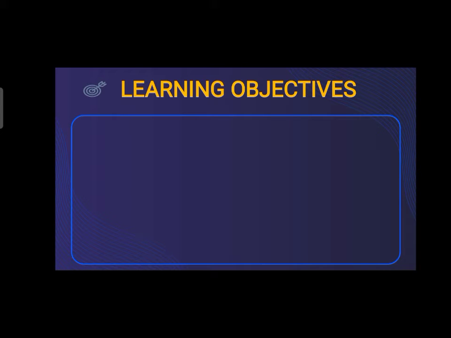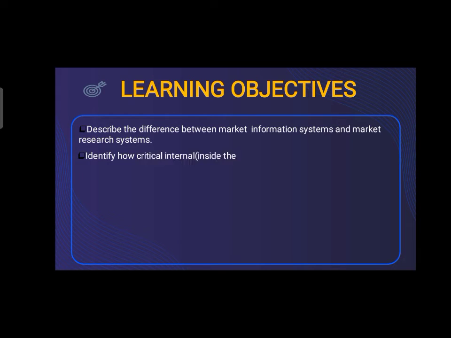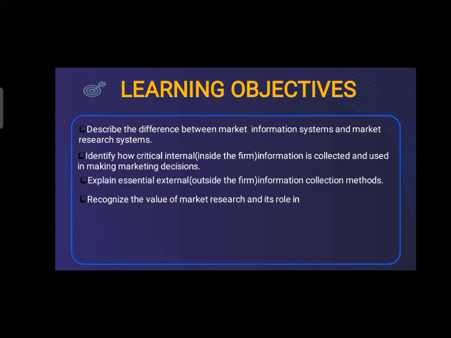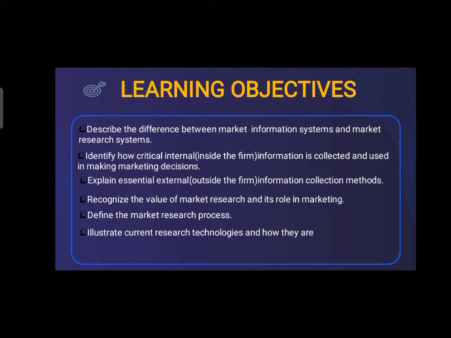Today we're going to tackle managing marketing information, and at the end of this presentation, you are expected to describe the difference between market information systems and market research systems, identify how critical internal or inside the firm information is collected and used in making marketing decisions, explain essential external outside the firm information collection methods, recognize the value of market research and its role in marketing, define the market research process, illustrate current research technologies and how they are used in market research. And last is to examine the primary sources of competitive information.